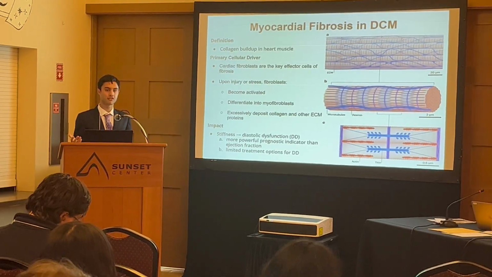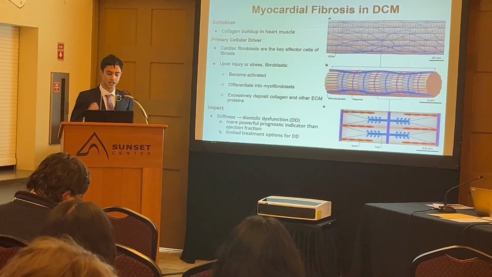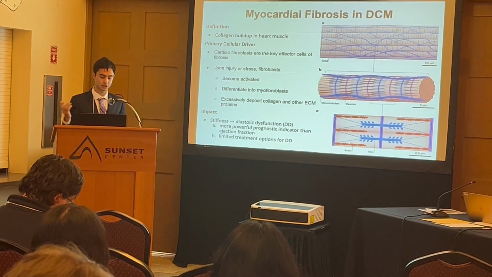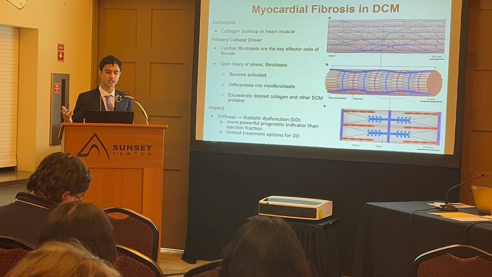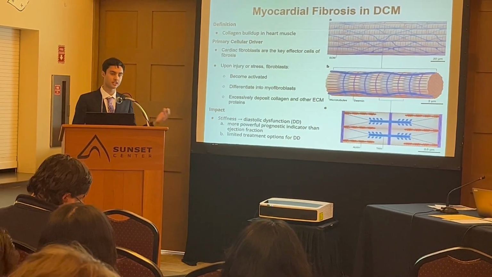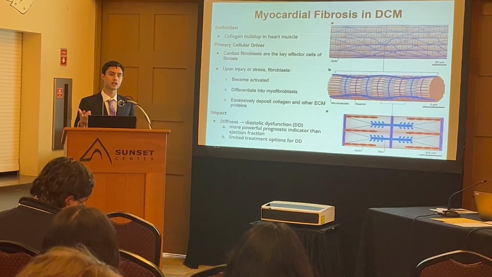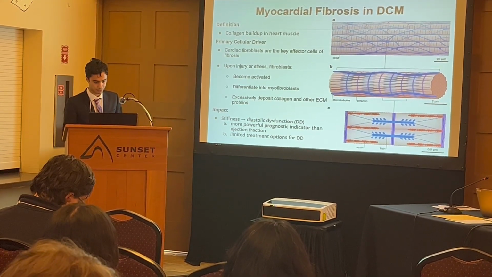The impact of fibrosis is that it causes the heart to become extremely stiff, and this leads to diastolic dysfunction. And thus, diastolic dysfunction is a much more powerful indicator of DCM compared to other indicators like ejection fraction. However, there are very limited treatment options for diastolic dysfunction.